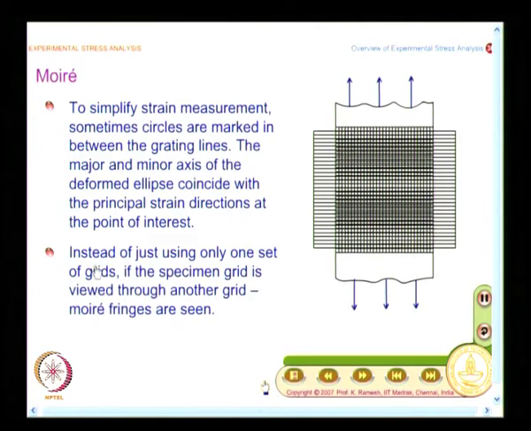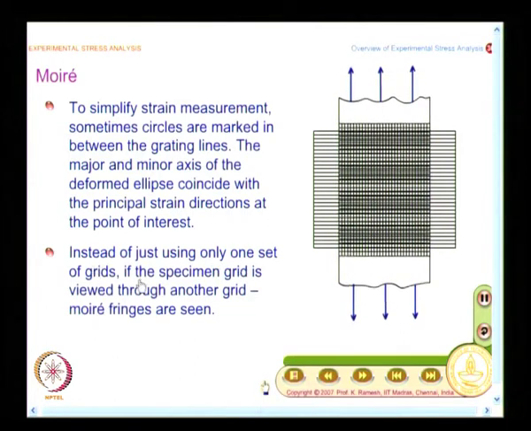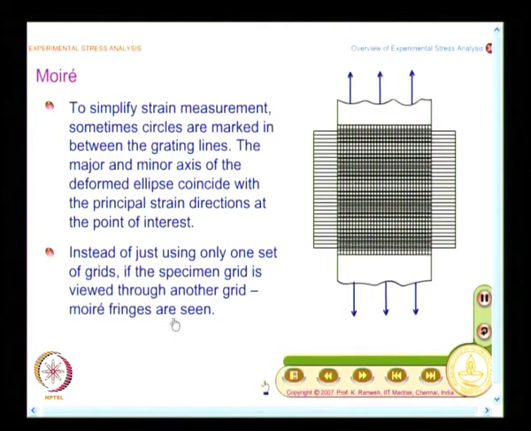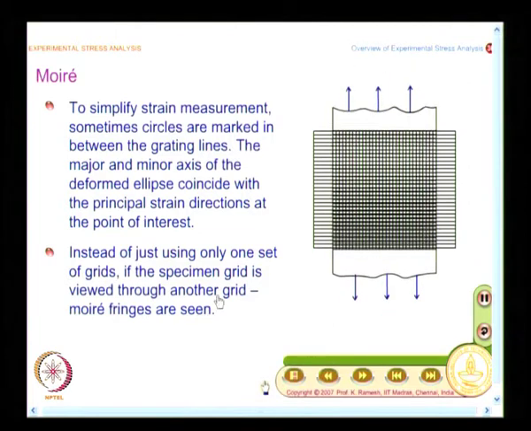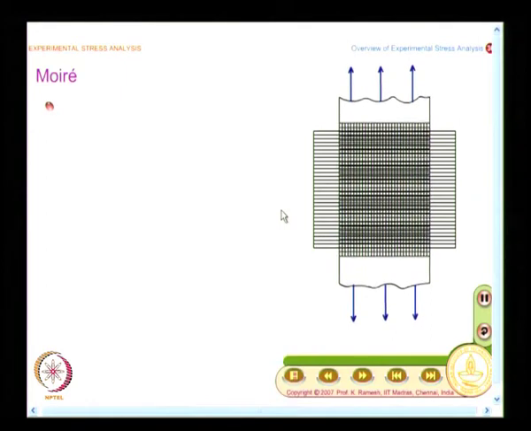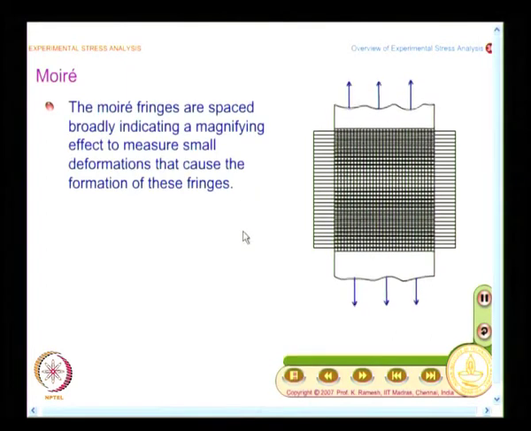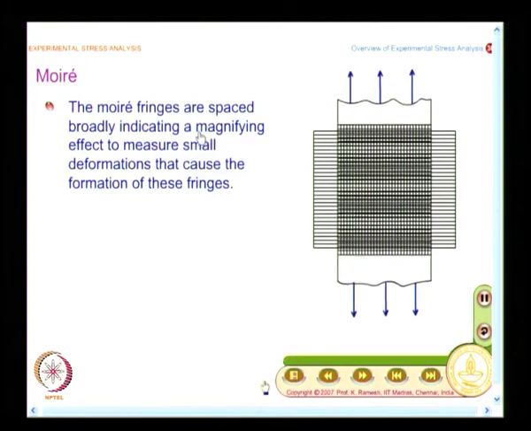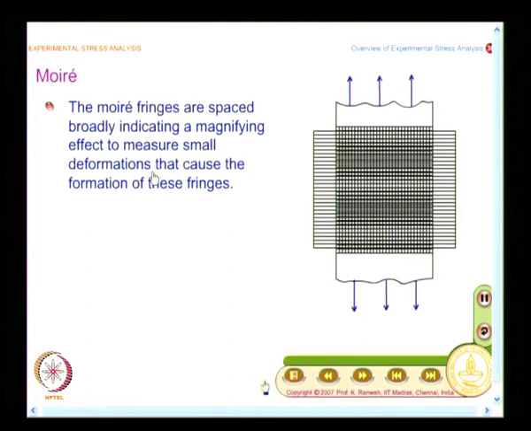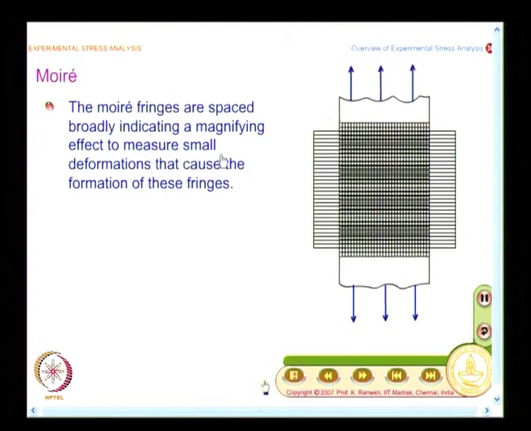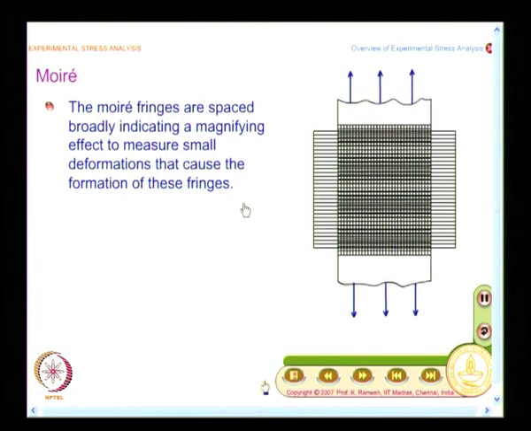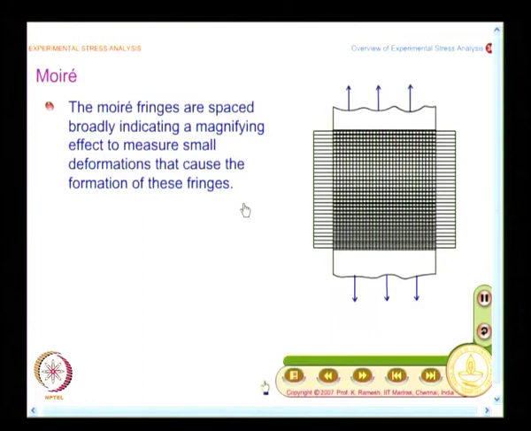So, what we find is instead of using only one set of grids, if the specimen grid is viewed through another grid, moire fringes are seen, and these are very coarse fringes. And what we want to see is we want to have fine measurements, and you also appreciate that moire fringes have a magnifying effect to measure small deformations. Because it has a magnifying effect, by making measurement on the fringes, you are in a position to find out very fine displacements.